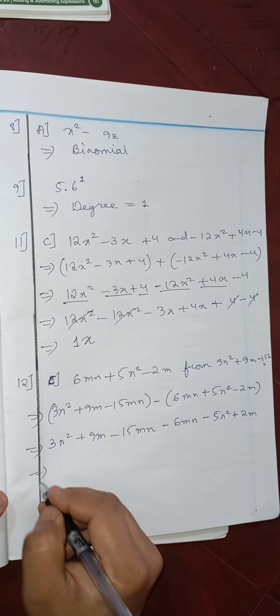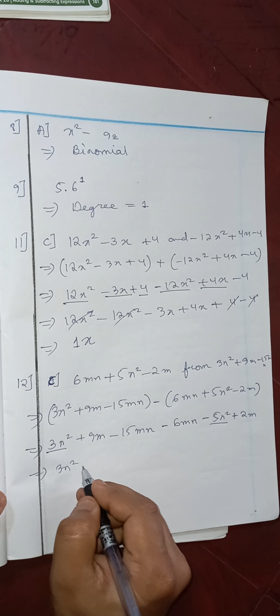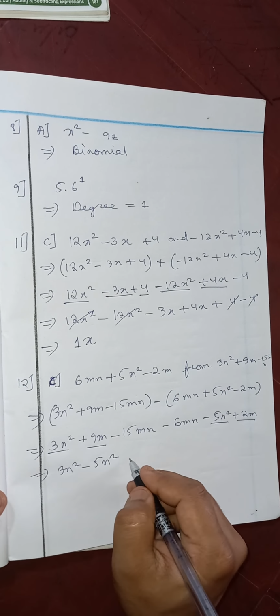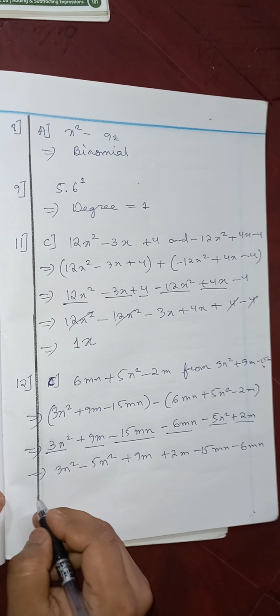Okay, children, then after that you have to bring common things together. See, this and this is common, so bring them together. Okay, then this and this is common, so bring them together over here. Then after that, this and this is common, so keep it there. Okay, got it? Now you are supposed to solve.